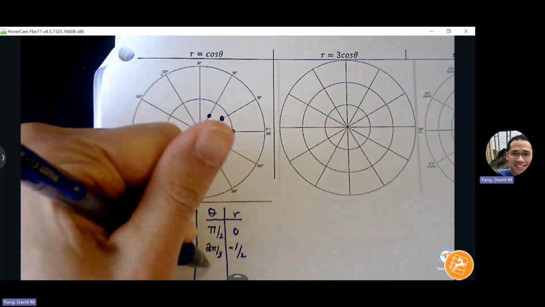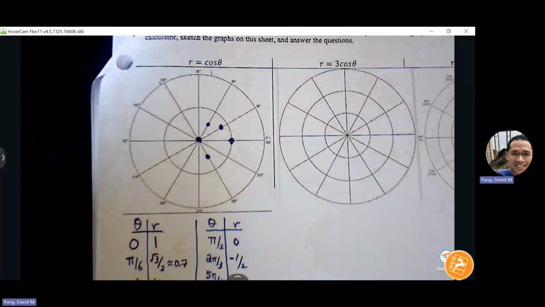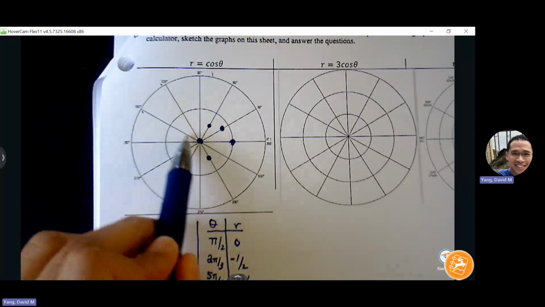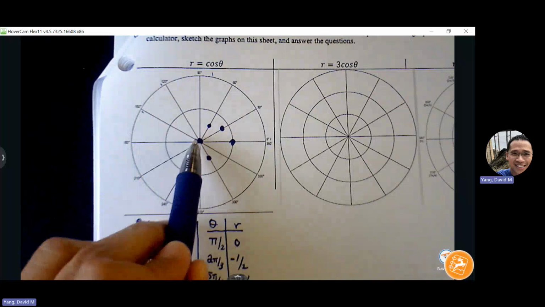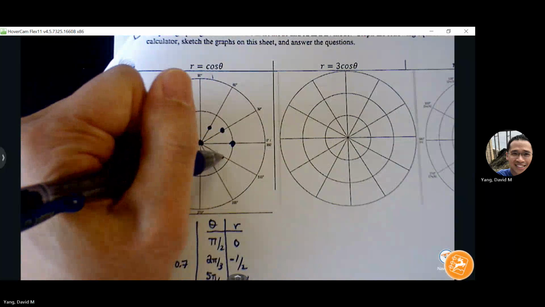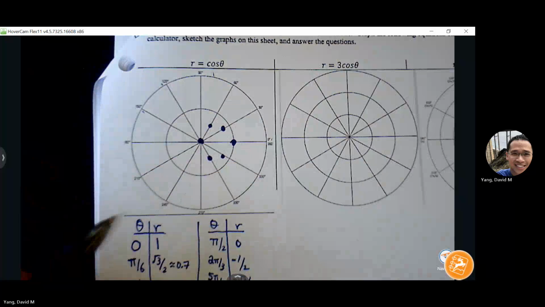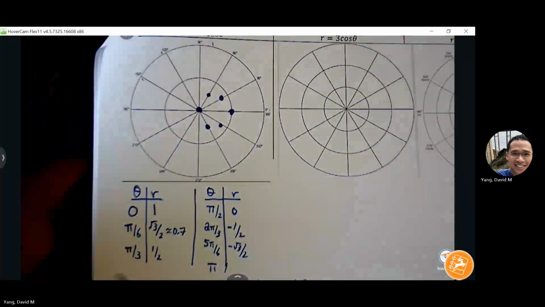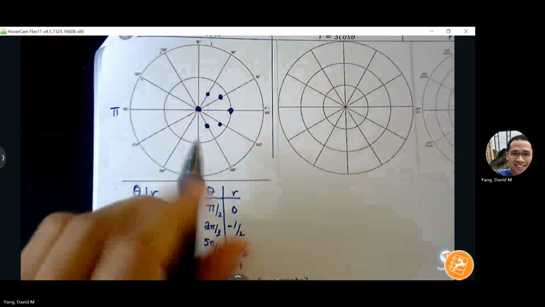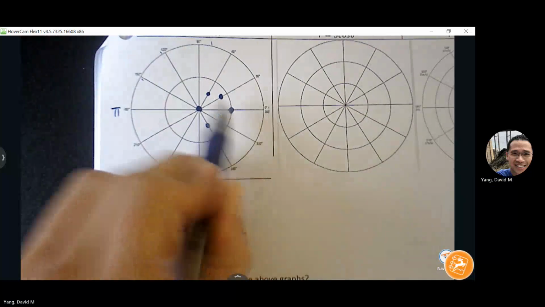Okay, next up, 5 pi over 6. Yeah, cosine of 5 pi over 6 is negative root 3 over 2. So 5 pi over 6 is over here, but we're going to walk away from 5 pi over 6, 0.7. So somewhere here. And then pi, cosine of pi is negative 1. So pi is over here. But rather than walking towards pi, we're going to walk away from pi. So we're going to end up where we started.